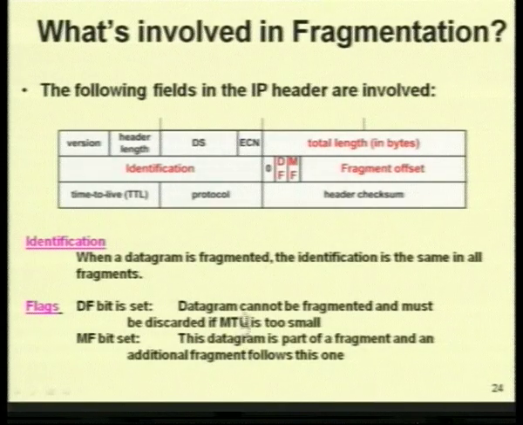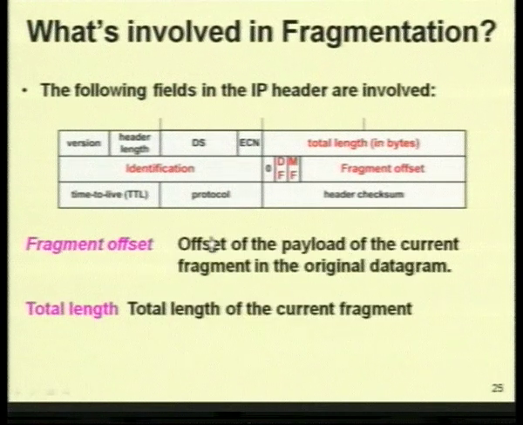Now the fragment offset field is the one which allows you to order these fragments. The fragment offset gives you the offset of the payload of the current fragment in the original datagram. The total length is the length of the current fragment. This is how the information is specified. I will take an example to see how exactly all this information is used.